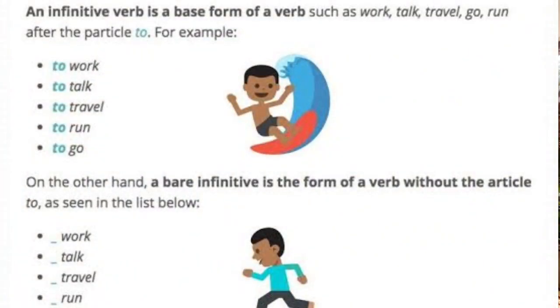An infinitive verb is a base form of a verb and is usually prefixed by the article to. Now, if you're going to be using a verb with a modal auxiliary verb, remember that you will use the bare infinitive, meaning the one without the article to.